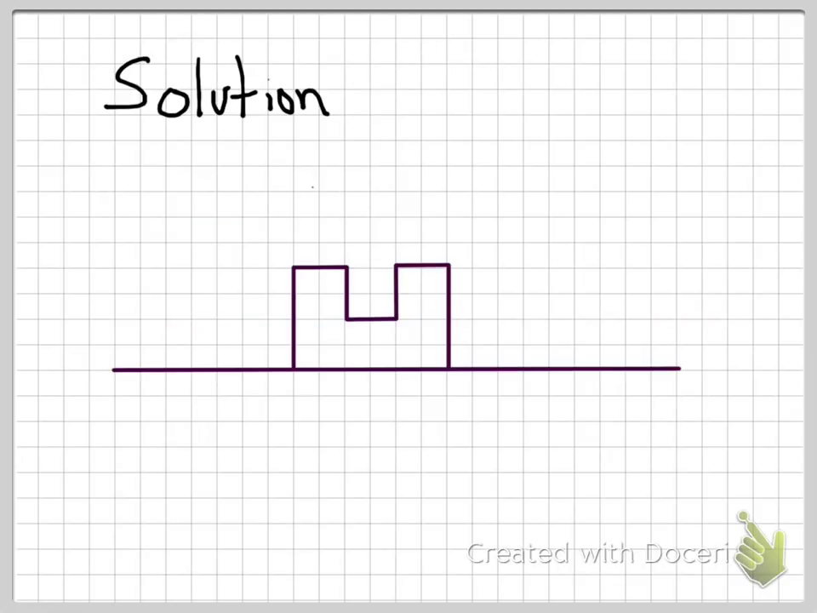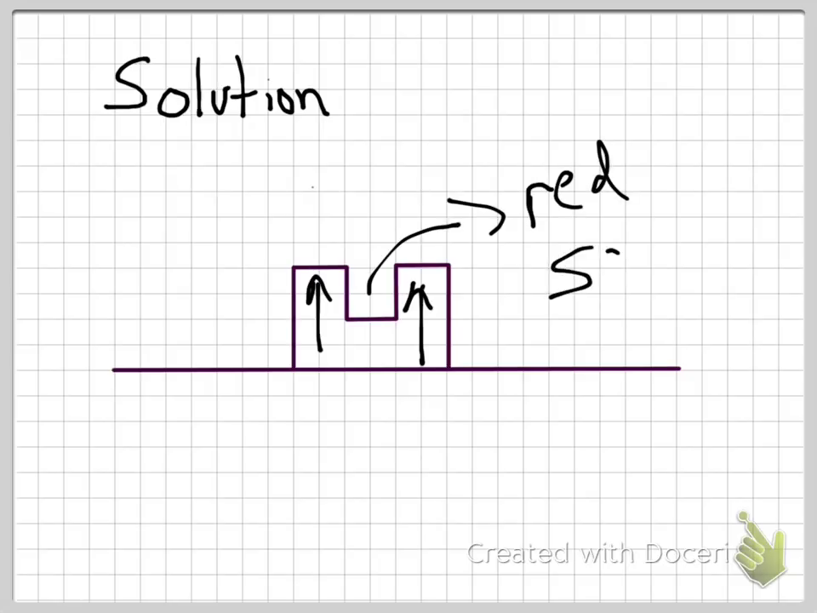The solution, again, this section here doesn't have any interference, so it's going to be like the original purple wave. This is not going to have any changes. The only area that gets changed is the red square. And again, the red square is causing destructive interference.